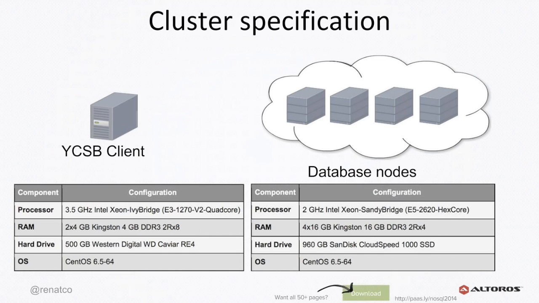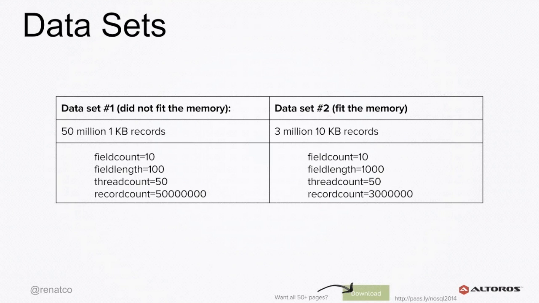So here's an example of the cluster that we have used. You can do it with AWS, you can do it on bare metal, it's totally up to you. These were the bare metal servers, some of the benchmarks before we've done on AWS. There are pros and cons for each approach. Let's look at the data sets again. Here we have the data set 1 with 50 million and data set 2 with 3 million, which don't fit and fit the memory respectively.